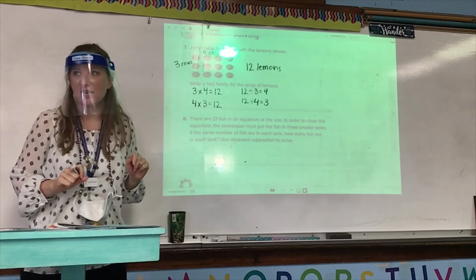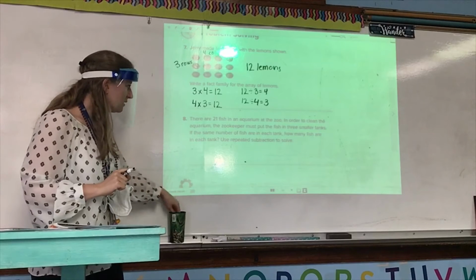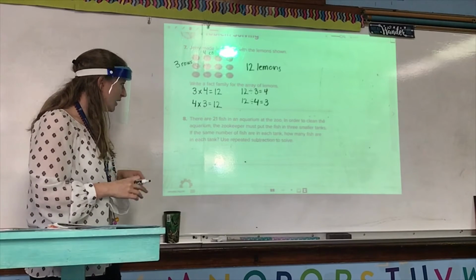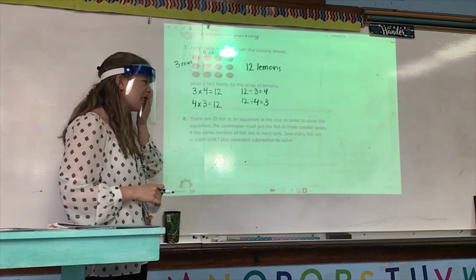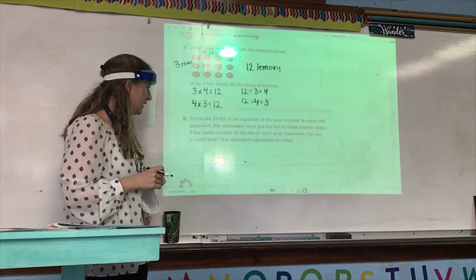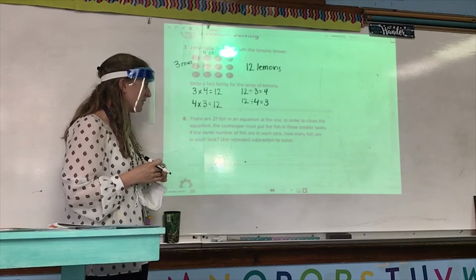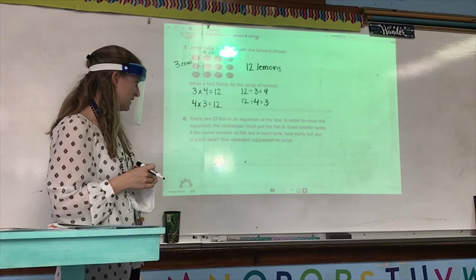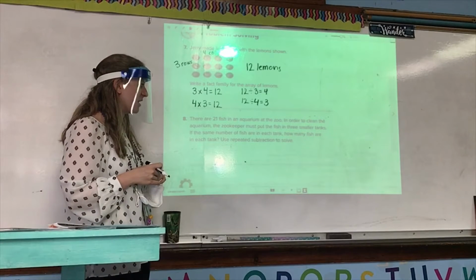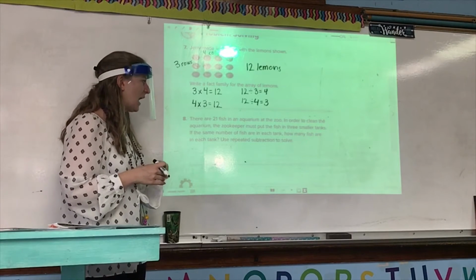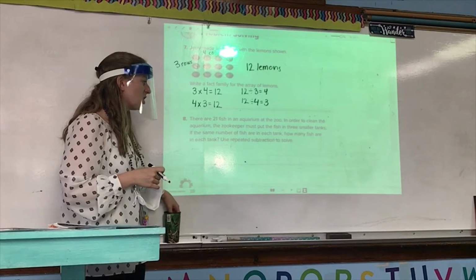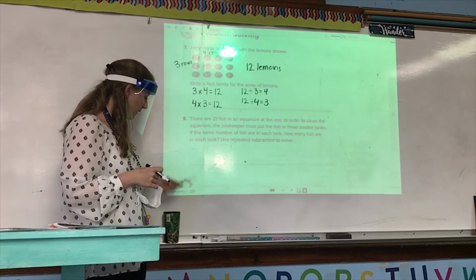What operation did I use that strategy for? So, number 8. There are 21 fish in an aquarium at the zoo. In order to clean the aquarium, the zookeeper must put the fish in 3 smaller tanks. If the same number of fish are in each tank, how many fish are in each tank? Use repeated subtraction to solve.